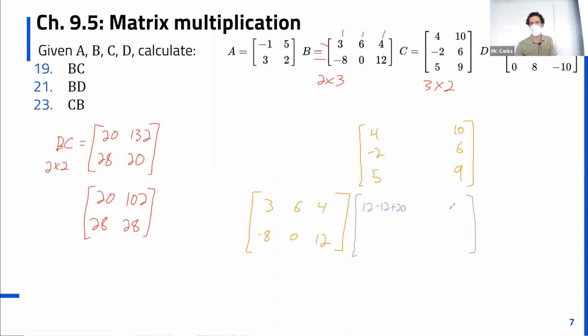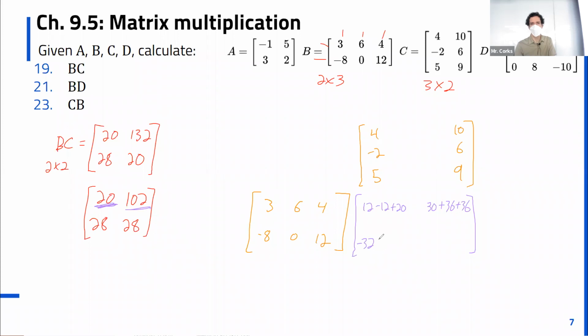For our second position, what do we have? 30 plus 36 plus 36 again. Okay, so we see 12 minus 12, 20. There's our 20. We see 36, 30, 36, 36, 72 plus 30, 102. That's this, okay? For our third position here, what do we have?